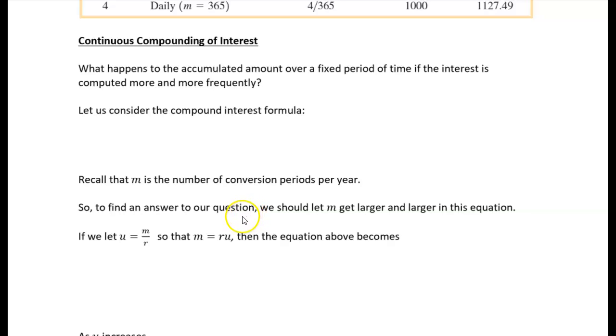So example 4 is an example of continuous compounding. Okay, we're going to look at continuous compounding. But before we go and do that example, we need to first of all introduce what continuous compounding is.